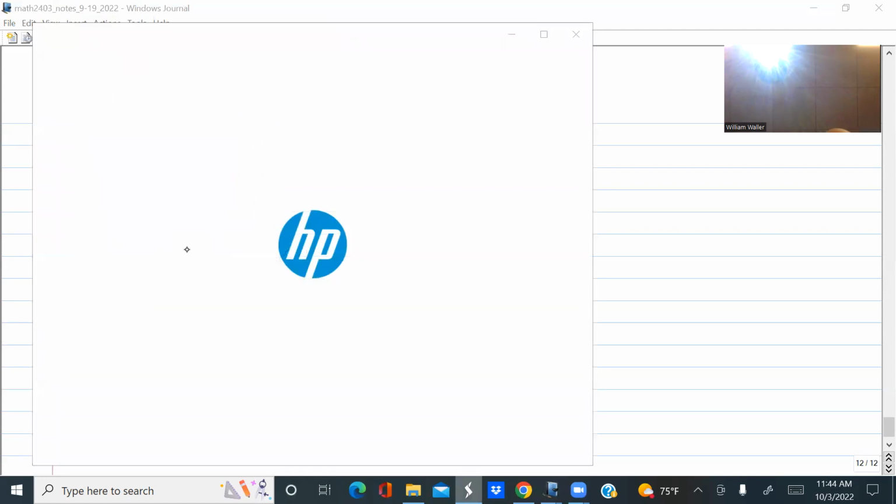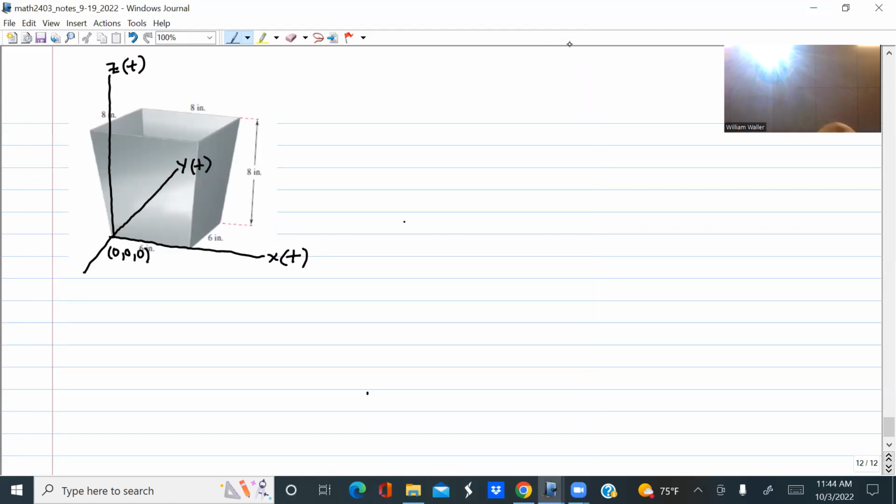This point's pretty easy to write down coordinates for, right? Because that obviously has to be 600. So that point's pretty easy to locate. But now this is where things get harder. What is that point though? Where's that point located there?